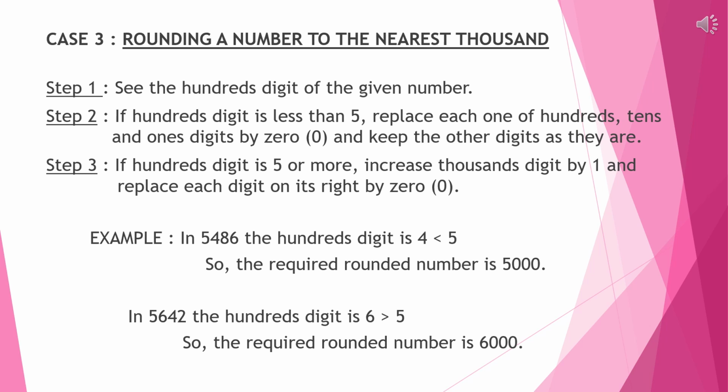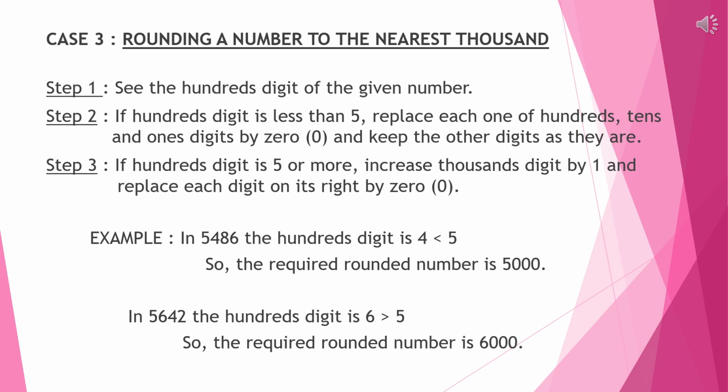Example 1. We have to round a number, that is 5486. In 5486, according to the Indian number system, the ones digit is 6, tens digit is 8, hundreds digit is 4 and thousands digit is 5. Now let's see the hundreds digit, which is 4, and it is less than 5. So we have to follow step 2. According to step 2, replace the hundreds, tens and ones digits by 0. That means 4, 8 and 6 are replaced by 0 and the thousands digit is as it is. That means 5 is as it is. So the required number is 5000.